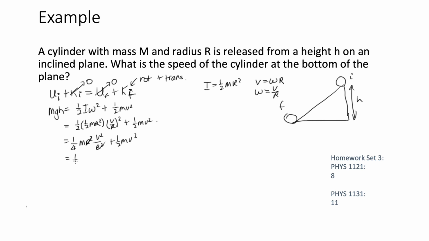So we can write this as a quarter mv squared plus a half mv squared, which is equal to 3/4 mv squared. So we've got mgh is equal to 3/4 mv squared, and we're trying to get an expression for the speed. So let's cancel out these m's, and then we can say, well, v squared is equal to 4/3 gh, which tells us that the speed is equal to the square root of 4/3 gh. So that's how we can calculate the speed of the cylinder at the bottom of the inclined plane.